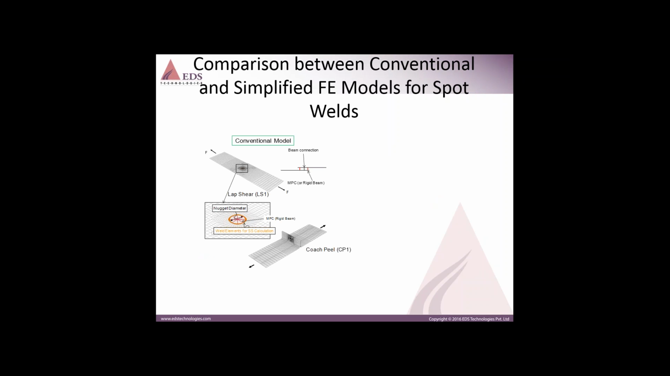If we look at the conventional model, as you can see, you need to model the elements in a washer configuration around your nugget, and you need to combine them with multiple point constraints, in this case, say, a rigid beam, so that the planes are related or combined together. The simplified model has not only made the size of the model very small, but also more efficient when it comes to speed as well as accuracy.